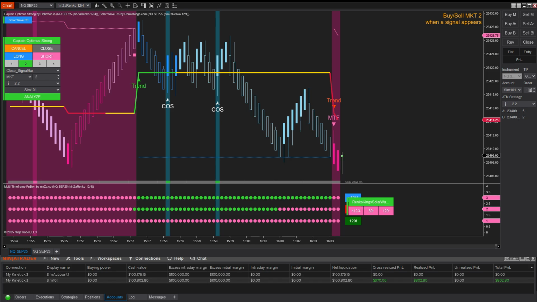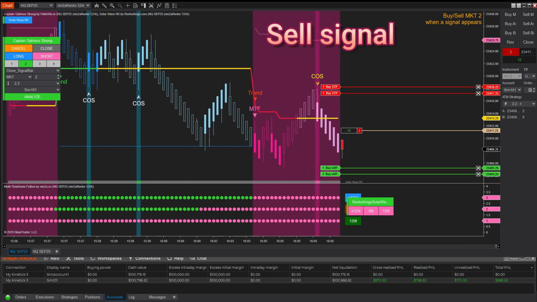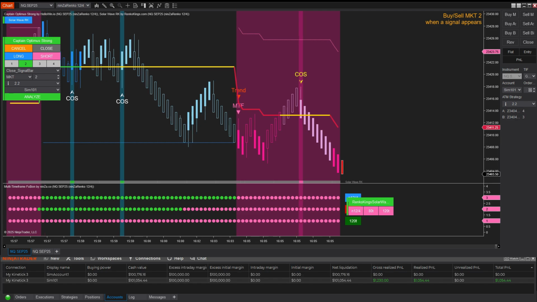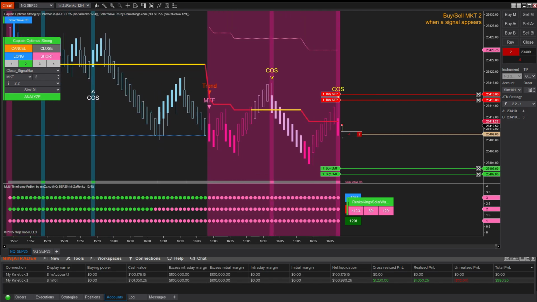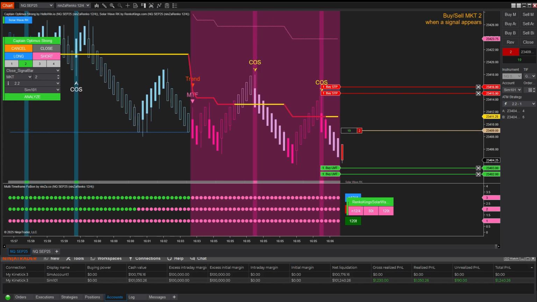And now we move on to the sell trades taken during the downtrend overlap across multiple time frames. This is where bearish signals become much clearer, thanks to the alignment of trend direction across different charts, giving our trades a higher chance of success.